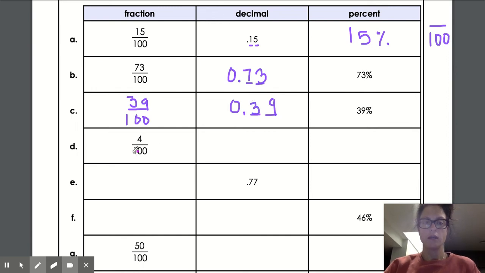Okay. Now we have the fraction of 4 hundredths. So once again, I have my decimal, two spots for it, right? And I have 4 needs to be in the hundredths place. We don't want it in the tenths place. It's not telling us that. It's telling us 4 hundredths. And then that is 4 out of 100, which is the same as 4%.